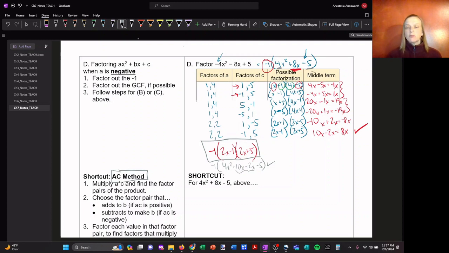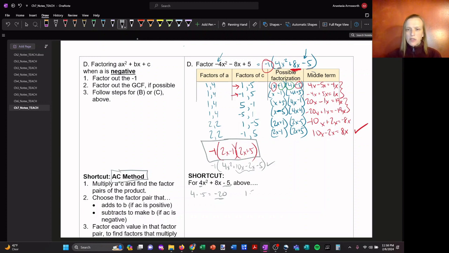What I'm going to do is multiply those numbers together. So I've got 4 and negative 5, and I'm going to just do 4 times negative 5 is negative 20. And I'm going to find factor pairs of negative 20. I'm going to list the factors of 20. I'm not even going to focus on the negatives right now. I'm just focused on the integers.